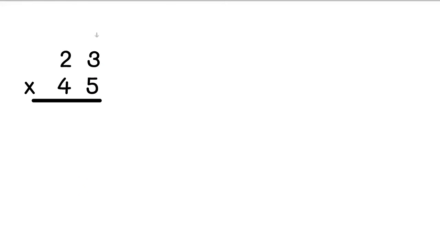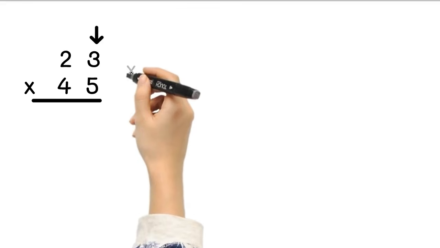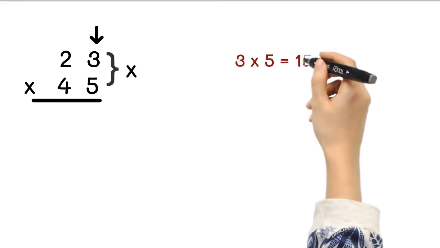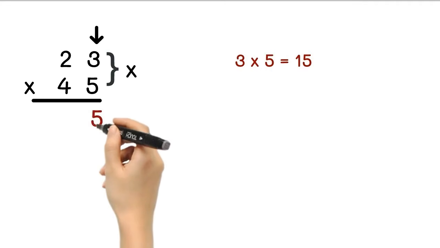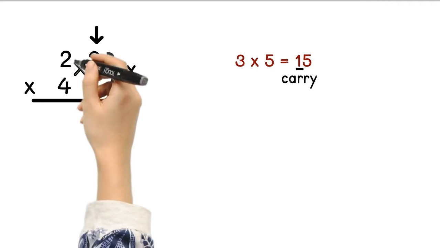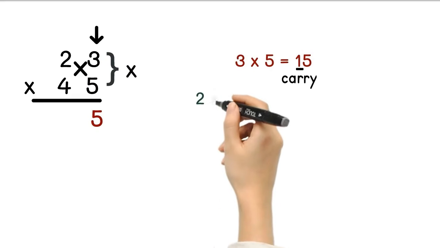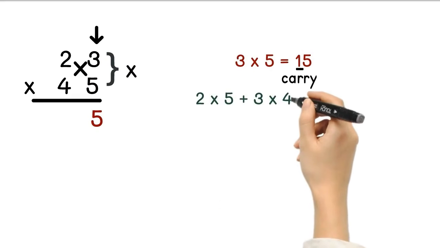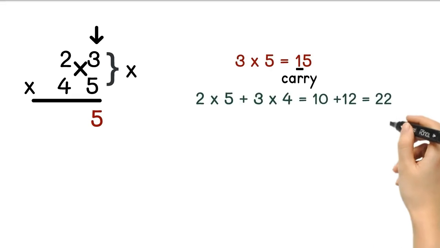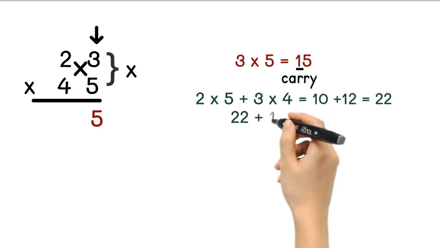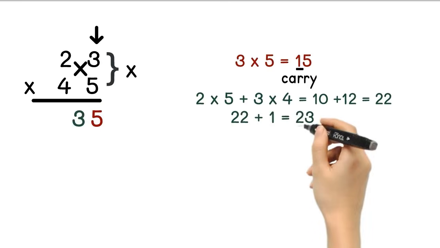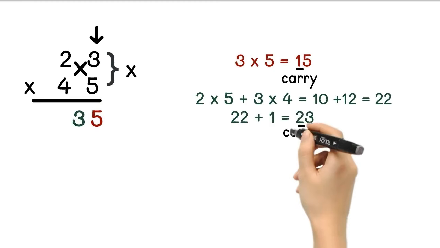First, we start with the rightmost digit. Multiply 3 and 5. 3 times 5 equals 15. Write down 5 here and carry over 1. In the next step, we cross multiply and add the numbers. 2 times 5 plus 3 times 4 equals 10 plus 12, which is equal to 22. Now add the carry over to this sum. 22 plus 1 equals 23. Write down 3 here and carry over 2.